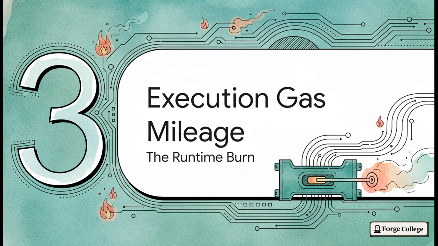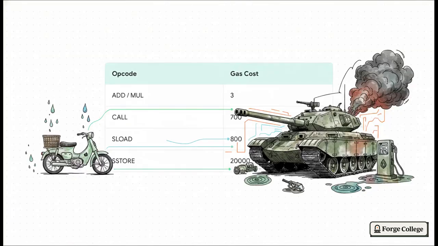Okay, so what actually happens once the engine is running? Well, this is where we calculate the precise amount of fuel burned for every single operation the EVM performs during runtime. You see, every EVM instruction, or opcode, consumes totally different amounts of fuel. It's honestly like comparing a tiny moped to a heavy-duty tank.